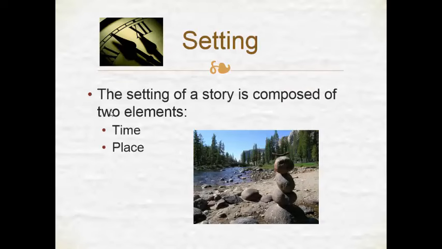Setting has two elements, and my students often forget to list both. Setting is both the time and place of a story. Some stories are set in the time of the 1800s. Some are set in the time of the present. Some stories are set in other countries. Some stories are set in futuristic societies. These are the places of the stories.